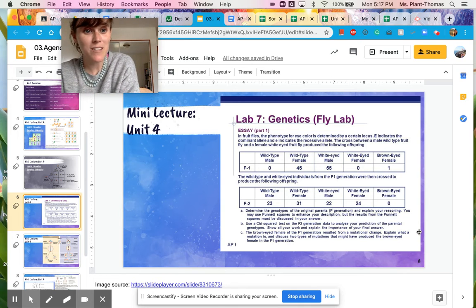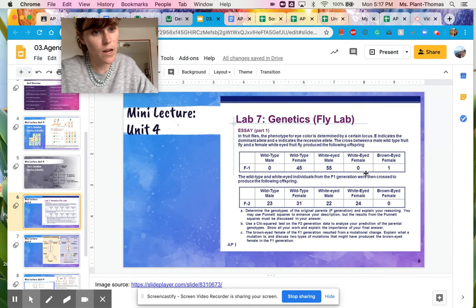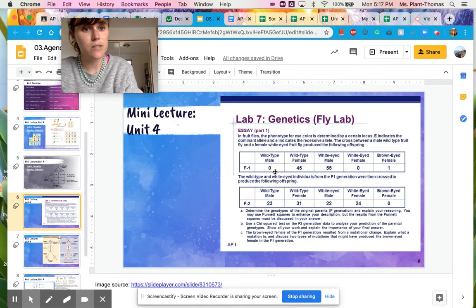Okay, hopefully you paused the video and tried to work it out. So I'm just going to talk it through now. First of all, this has to be sex-linked. And we know that because we see that the male, for the wild type, has 0, whereas the female has 45, and we see the same with the white-eyed. So when we're seeing these zeros and this huge difference between sexes, that tells us it's sex-linked.